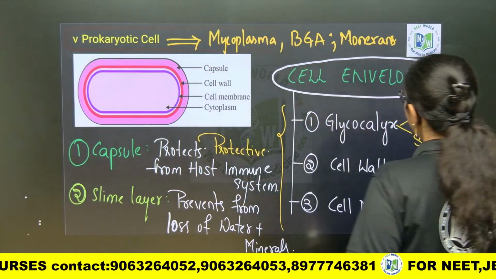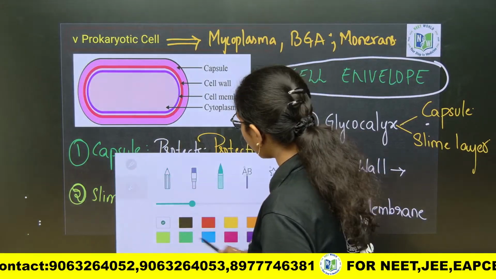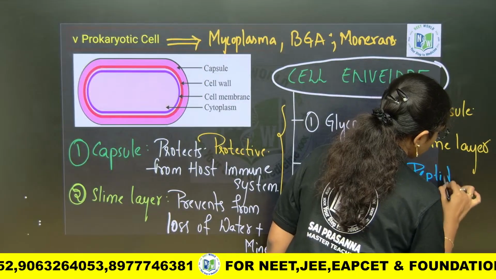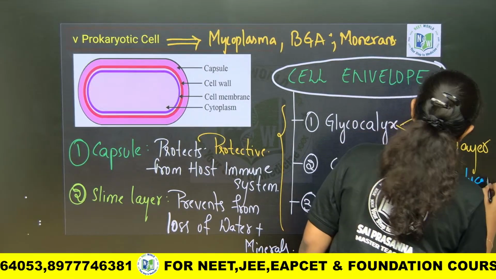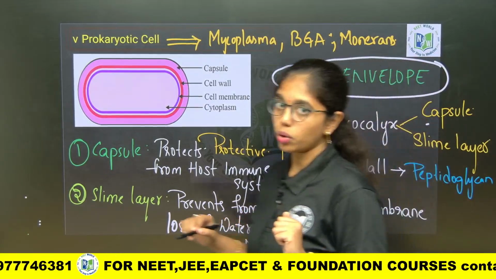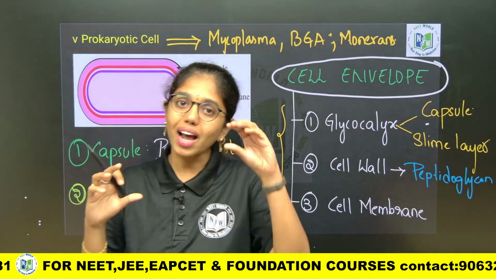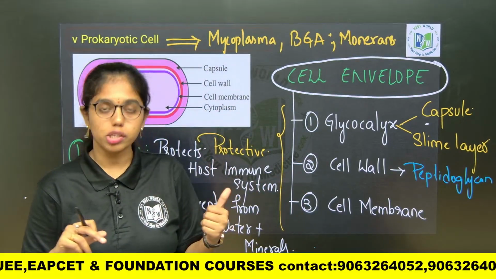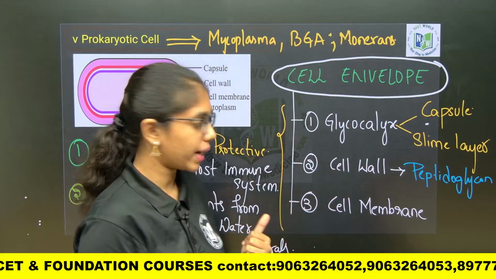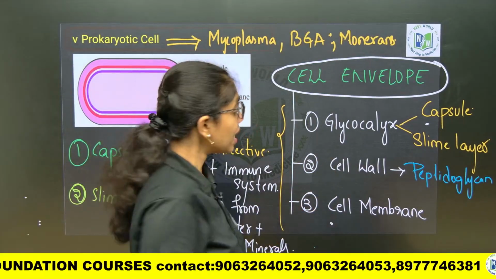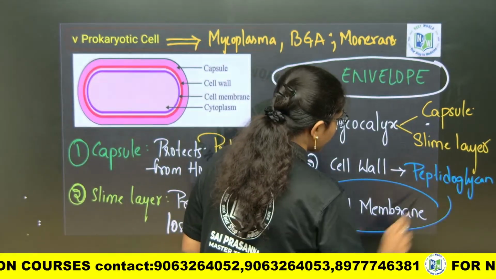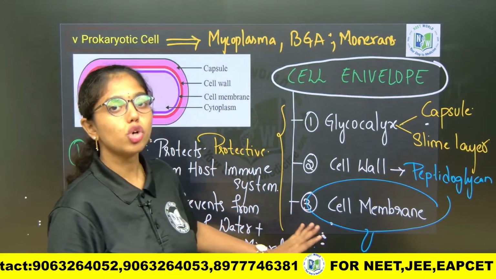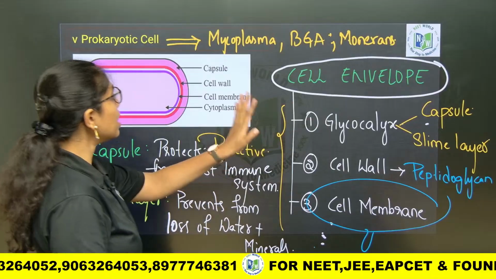Second is what? Cell wall. Cell wall in bacteria is composed of what? Peptidoglycan. Based on the composition of the peptidoglycan, whether it is thickly present or lightly present, we have classified bacteria into 2 types, that is gram positive bacteria and gram negative bacteria. Then about the cell membrane. Cell membrane will have some invaginations towards the cytoplasm. We call them mesosomes. Okay, so this is about the cell envelope.